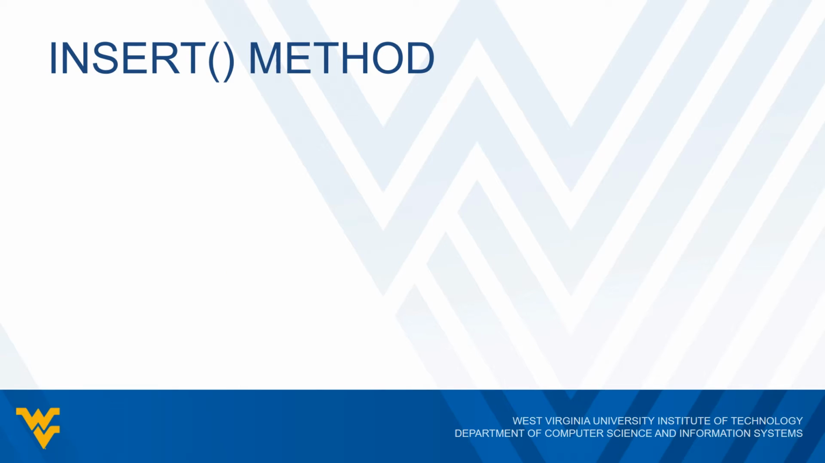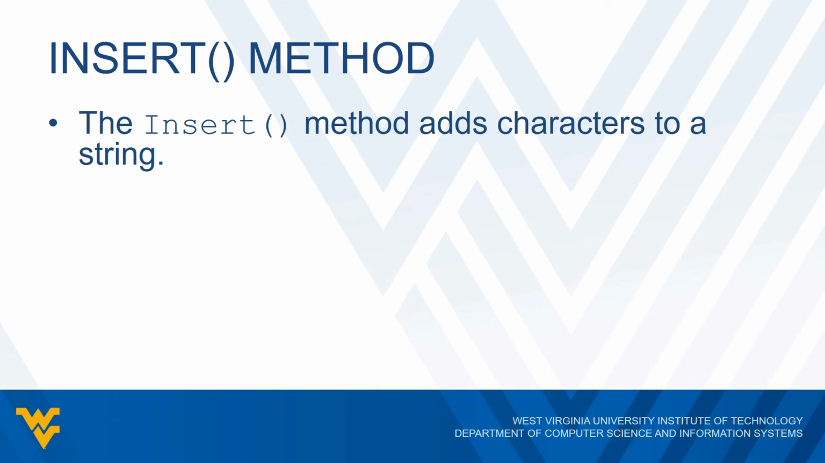Another method we can use is the insert method. And what we're going to find is this pretty much is the opposite of the remove method. So what we're going to do here is add characters to a string, or we would add a smaller string inside of the original string.